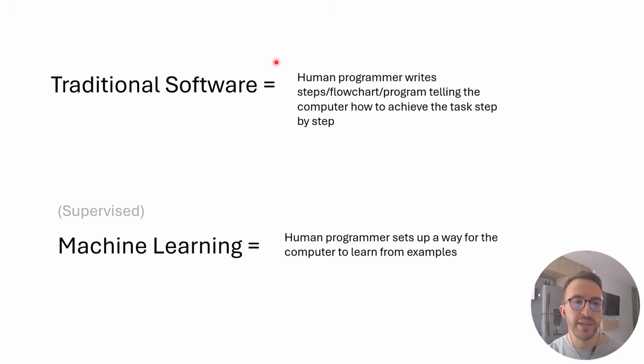That's traditional software. Machine learning, specifically supervised machine learning, what the human programmer does is not to write steps to achieve the task. Instead, the human programmer sets up a way for the computer to learn from examples. So we'll get into that in the next slides.